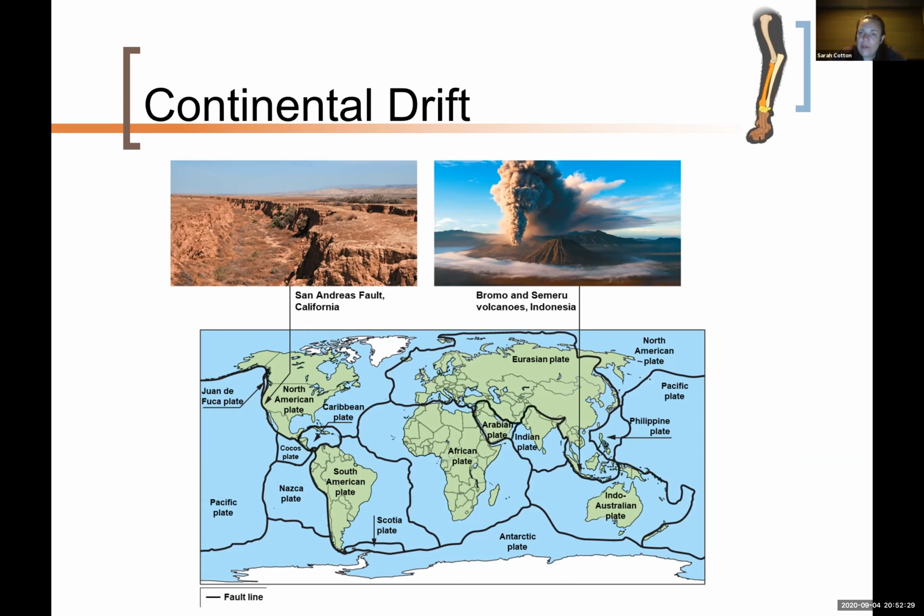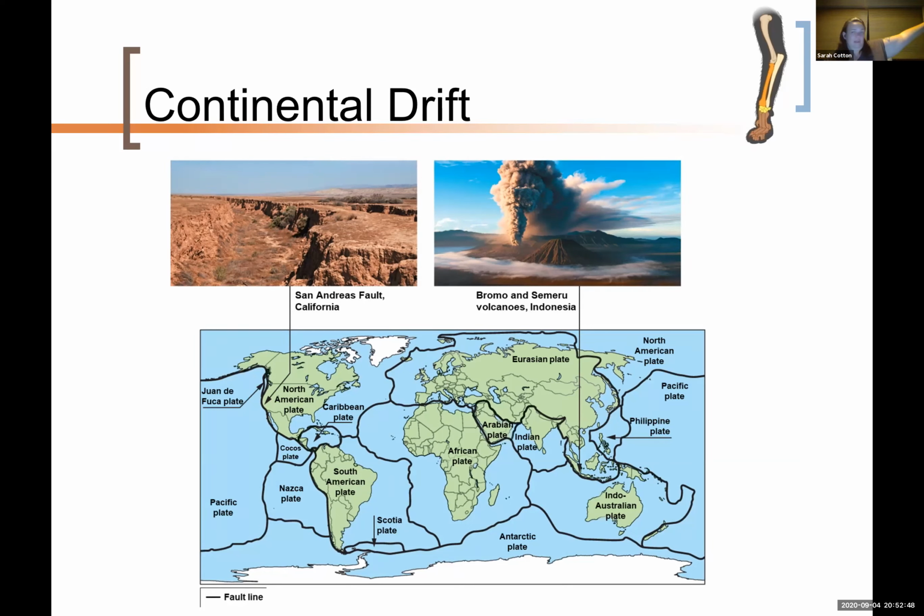Anywhere where you have the edge of a plate, there are opportunities for geologic activity, like volcanoes. Now, lucky for us, or not lucky, I don't know, we live next to the edge of a plate, like literally. I'm in my backyard and I'm pointing.